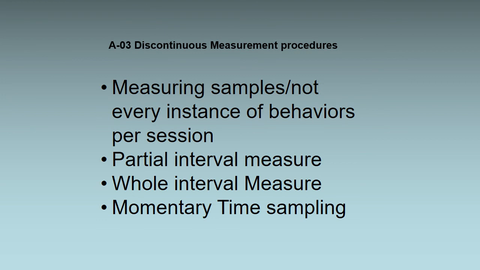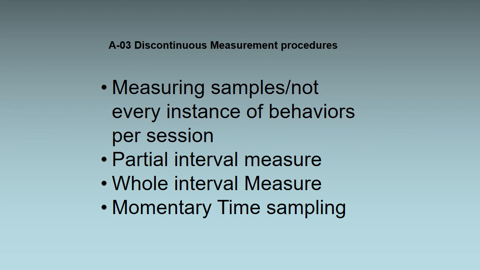Discontinuous measurement procedures measure samples of the behavior. We're not measuring every instance. Remember, like in whole interval, we're just seeing if the behavior occurred at all for the whole interval. So if it's this 30-second interval and the behavior occurred for 10 seconds, and they stopped, so let's say JM got out of his seat, we no longer have to record whether he sits back down in 5 seconds because we know that whole interval doesn't count.